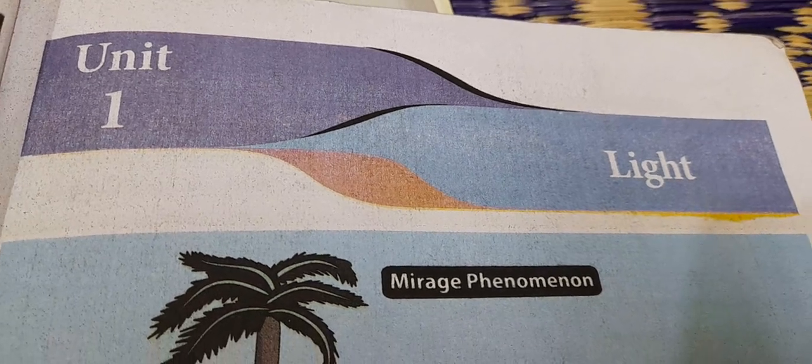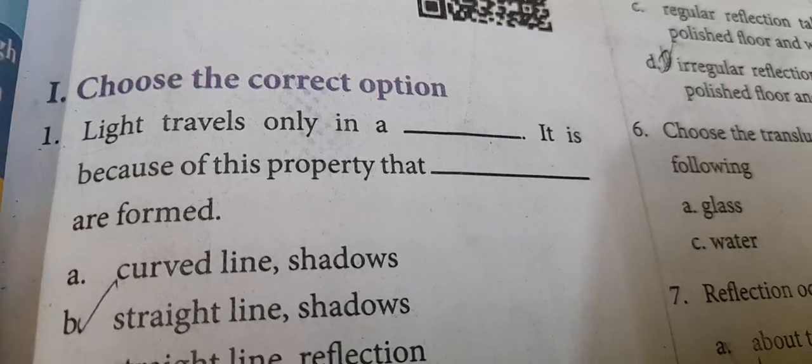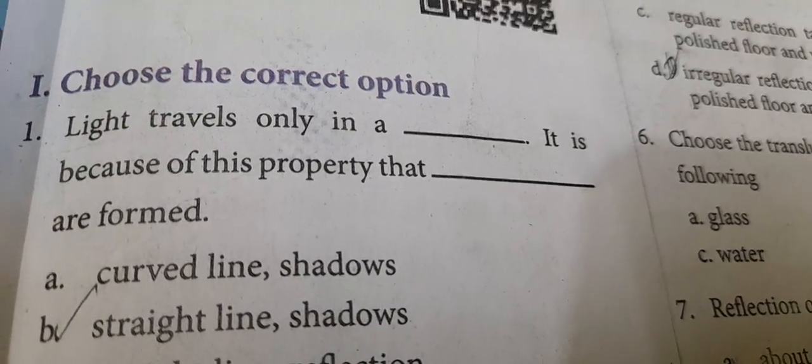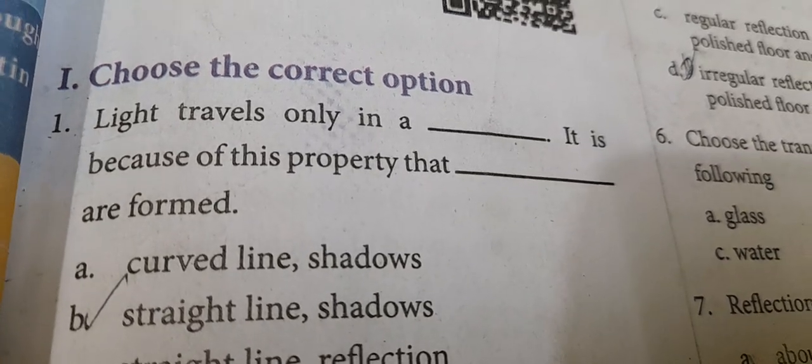7th standard science 3rd term unit 1 light ல உள்ள book back answer பார்க்கலாம். Choose the correct option. Light travels only in a straight line. It is because of this property that shadows are formed.